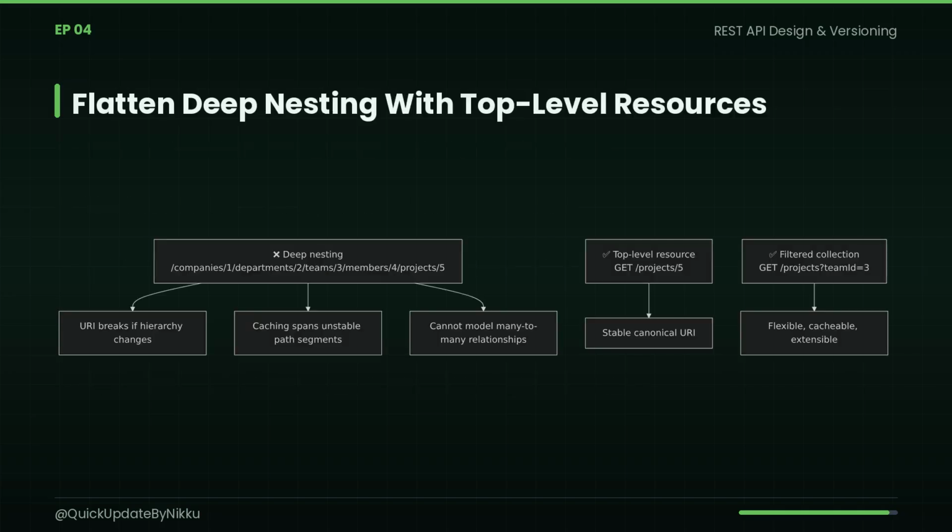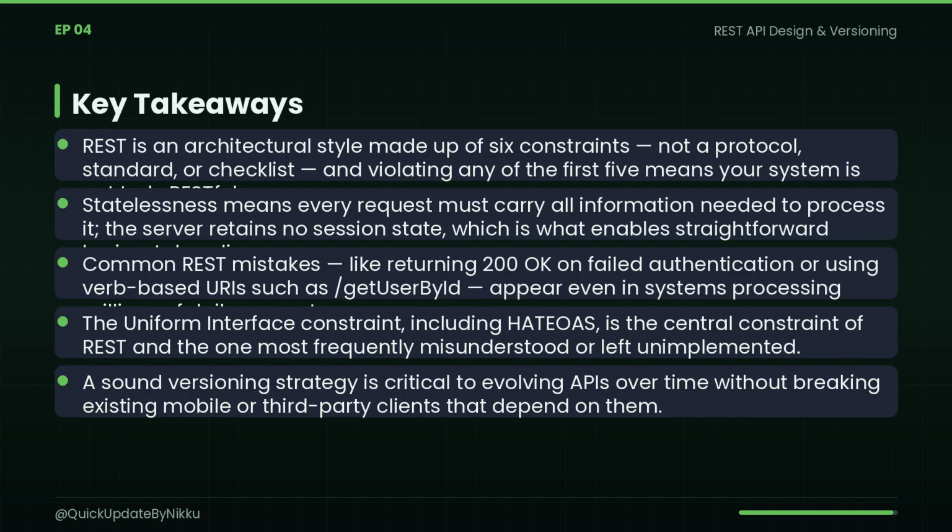The deep nesting pattern couples your URI design to a single ownership hierarchy that the real world will eventually violate. Promoting resources to top-level endpoints and using query parameters for filtering gives you stable canonical URIs, clean caching boundaries, and the flexibility to support many-to-many relationships without redesigning your entire API surface. Let's recap the key takeaways from this masterclass.